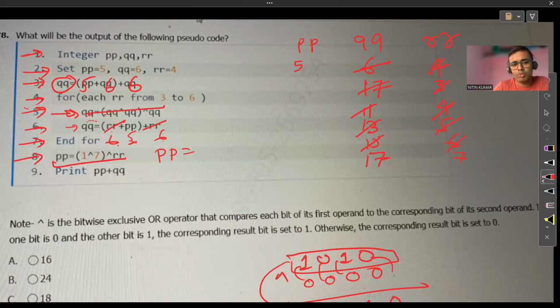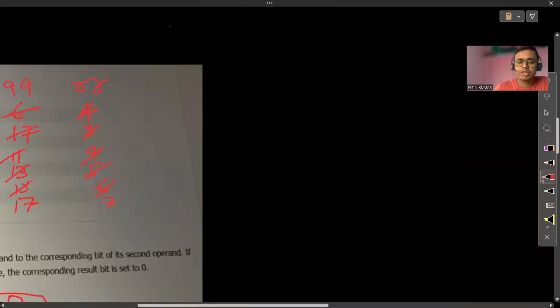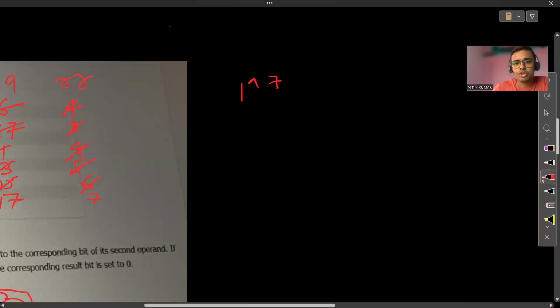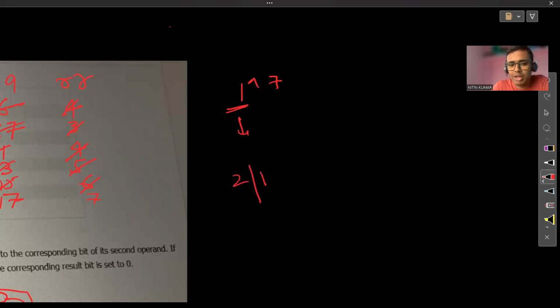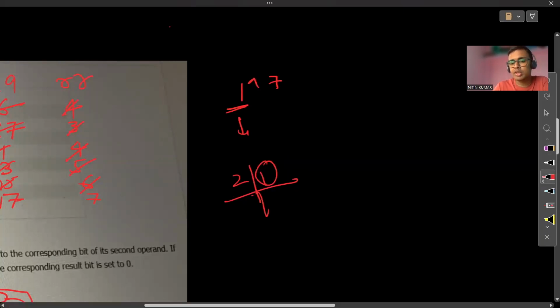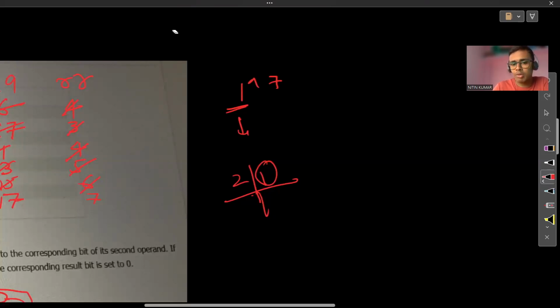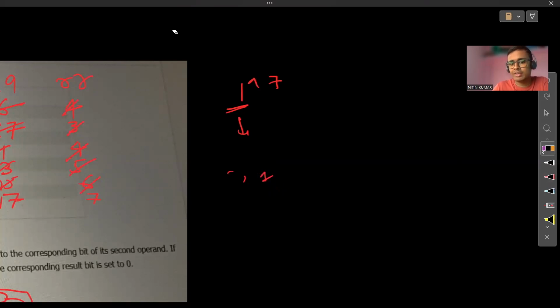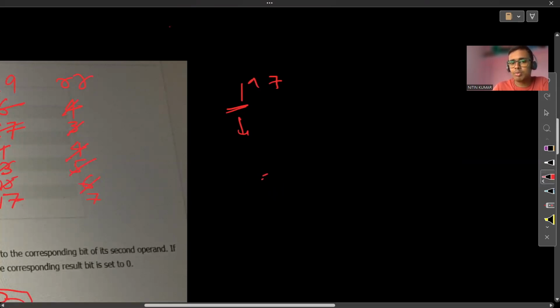It is PP is equal to 1 XOR 7 XOR RR. So what is 1 XOR 7? So let's go down here. First we are getting 1 XOR 7. The binary value of 1 is only 1, because when you divide by 2, the quotient is already 1, so we don't need the remainder. This is the rule: when the quotient becomes 1, we stop. So now there is only one number to print. So the decimal to binary conversion of 1 is itself 1. So it is a binary value.